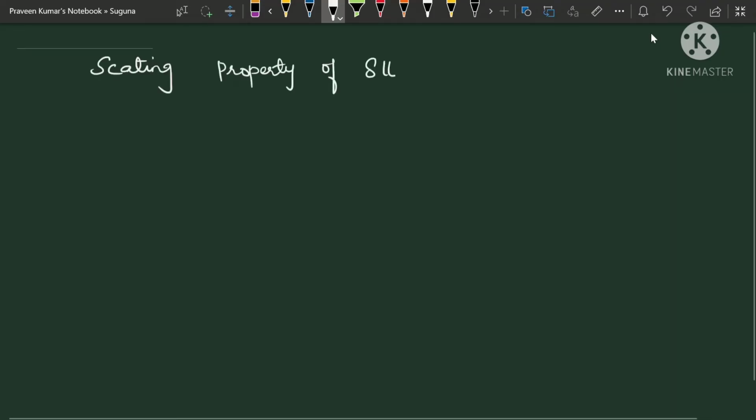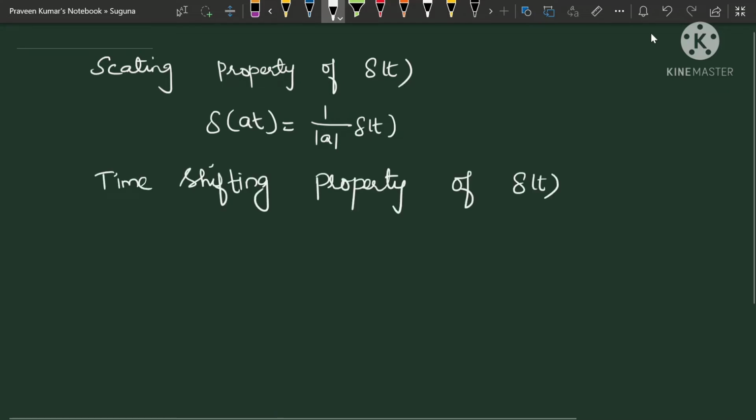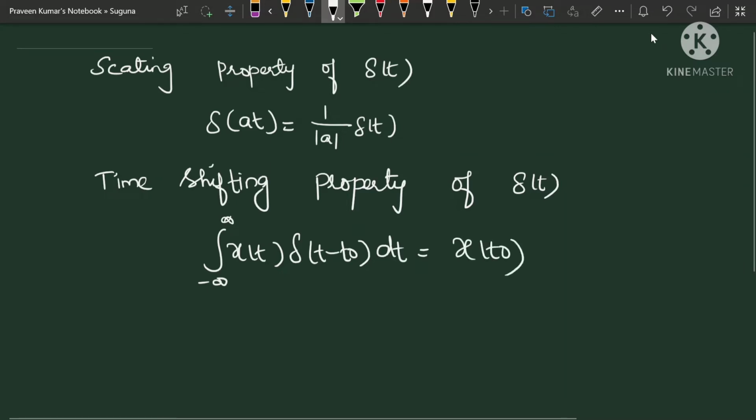So scaling property of impulse function. Okay, so that is represented as del of at which is equal to 1 by modulus of a into del of t, right? And time shifting property enna? Okay, what is the time shifting property? Integration over minus infinity plus infinity x of t del of t minus t naught dt is equal to x of t naught. Okay, so இந்த ரெண்டு ப்ராப்பர்ட்டி பேஸ் பண்ணி ஒரு சில ஈக்குவேஷன்ஸ் வந்து நம்ம ப்ரூஃப் பண்ண போகிறோம்.